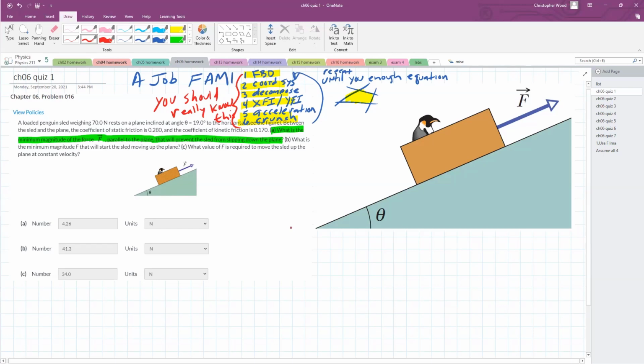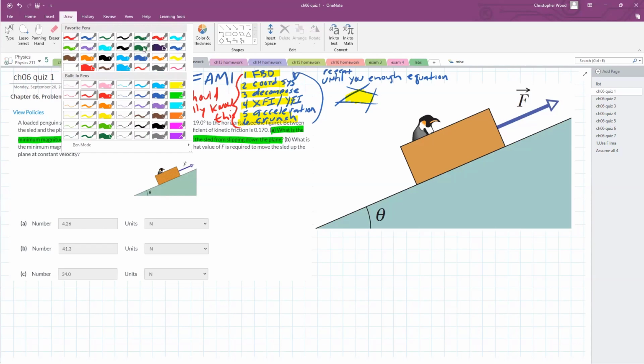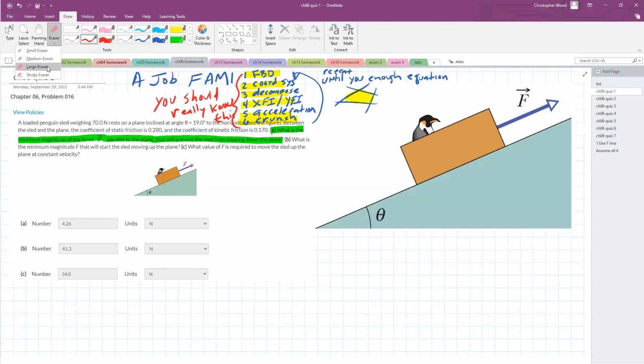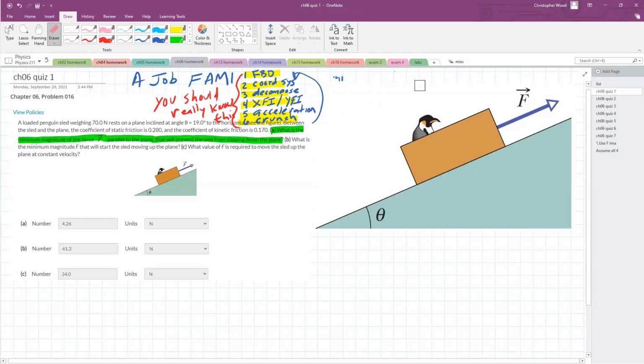Okay, so let's go into it now. It says, what is the minimum magnitude of the force that will prevent the sleds from sliding down the ramp? So step number 1, free body diagram. You know that's where it begins. So let me just clear the room here. Here comes the free body diagram.